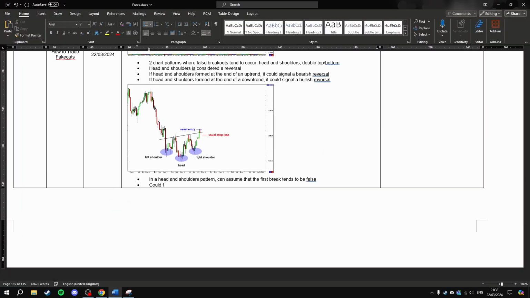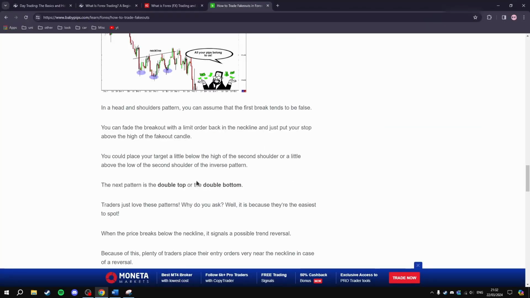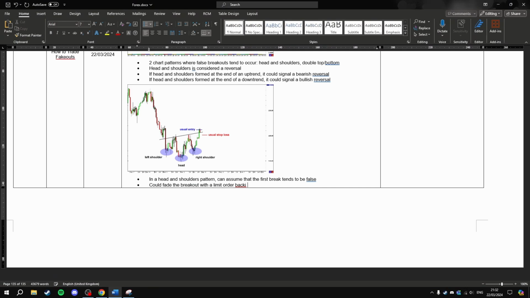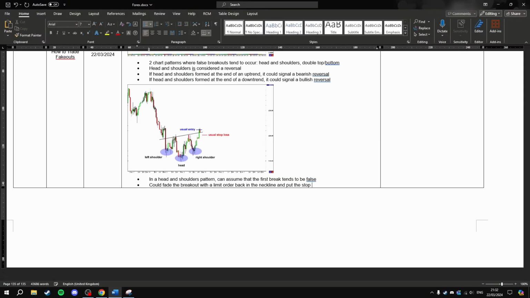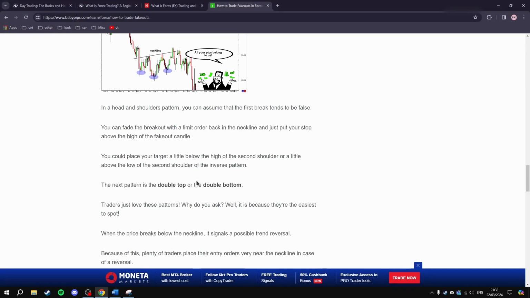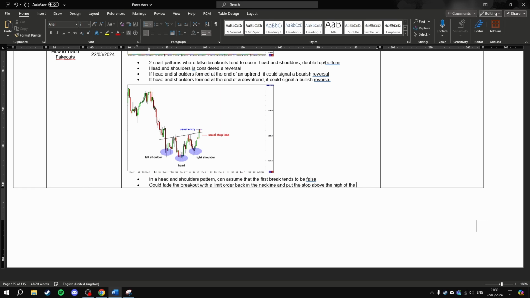You could fade the breakout with a limit order back in the neckline, and put the stop above the high of the fake out candle.